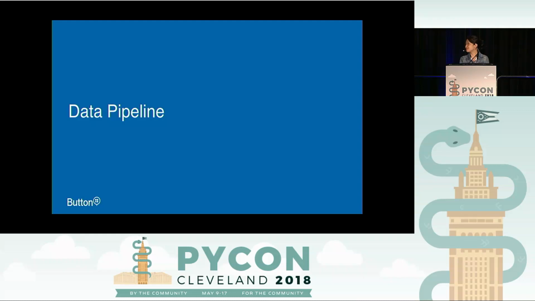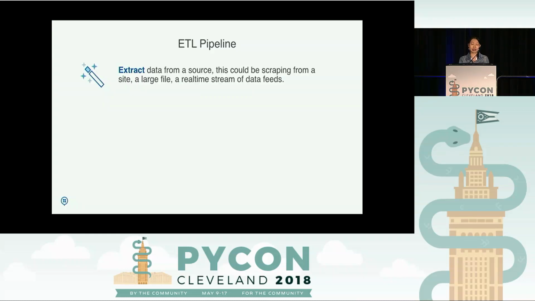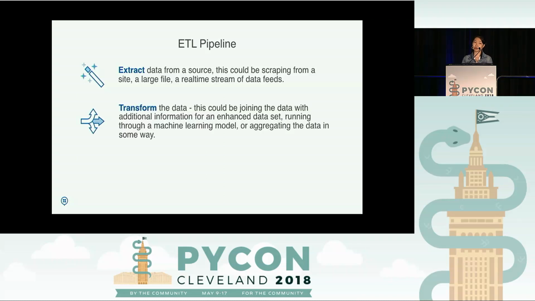So what is a data pipeline? At a very high level, most data pipelines follow the ETL structure, with E being the portion where you extract data. The T part is transforming the data, and this is where the core business logic sits. And it's typically where you would be joining the data set with additional information, or working through a machine learning model, or aggregating the data set for a rough analysis.